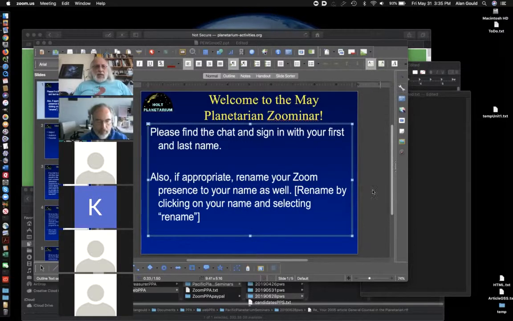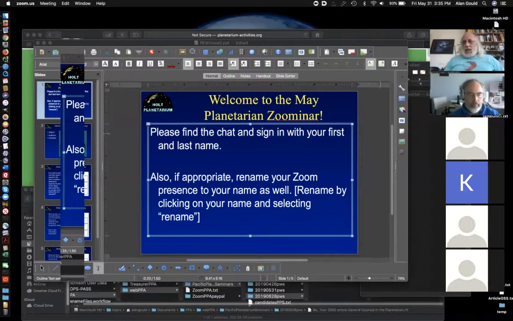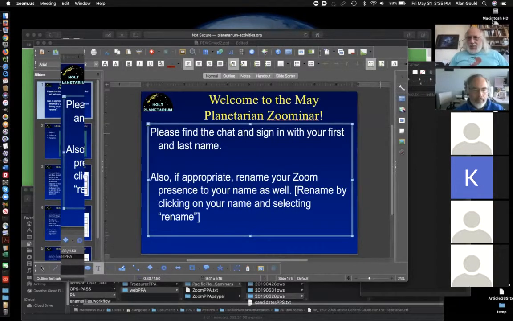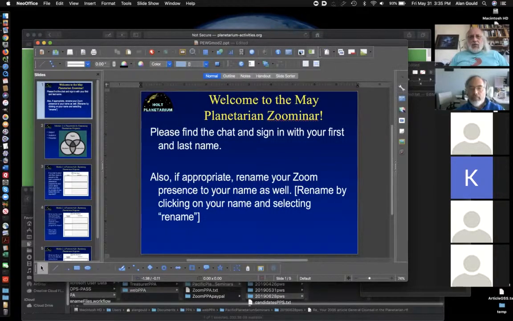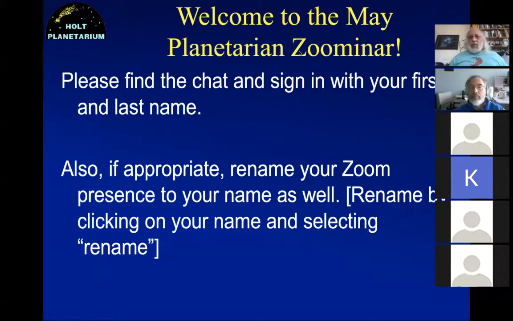Everybody I think has done this already, signed in. That's interesting. My view of people in the Zoominar has moved around, so let me change that. I'm going to go to full screen. Whoops, no, I'm going to go to normal, and then I'm going to go to presentation mode. Now, let me know if this shows up okay on your computer. Looks good to me.